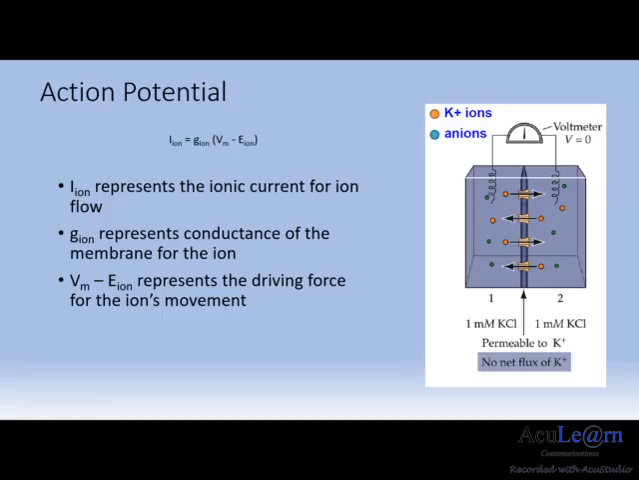The ionic current will always flow as long as Vm isn't equal to E_ion, attempting to bring Vm to E_ion values. If Vm is more positive than E_ion, the driving force is positive and ions will flow outwards. If Vm is more negative than E_ion, the driving force is negative and the ions will flow inwards.